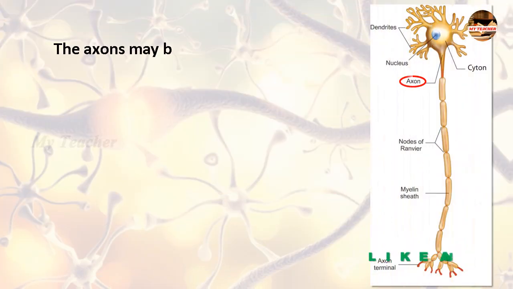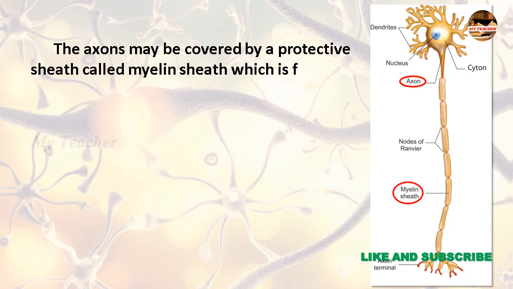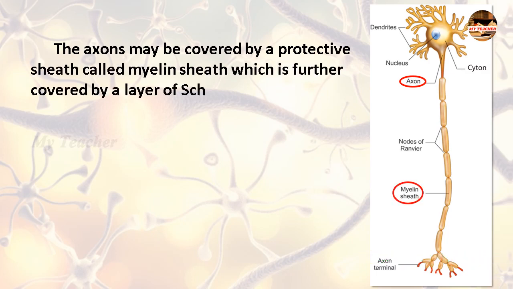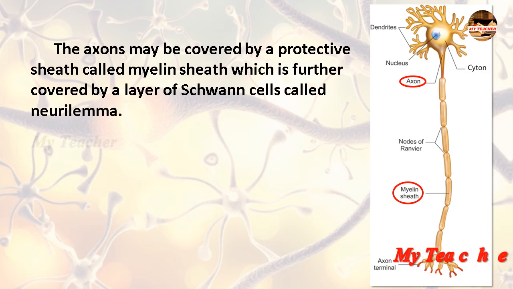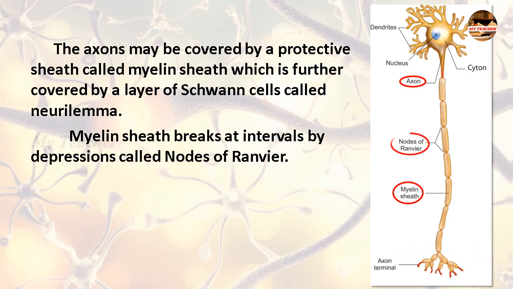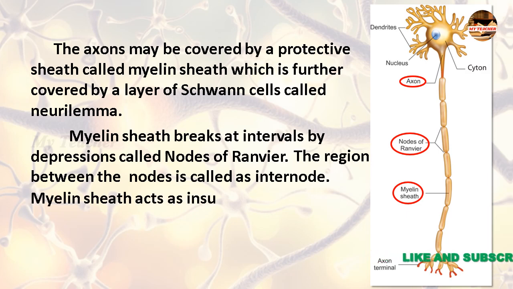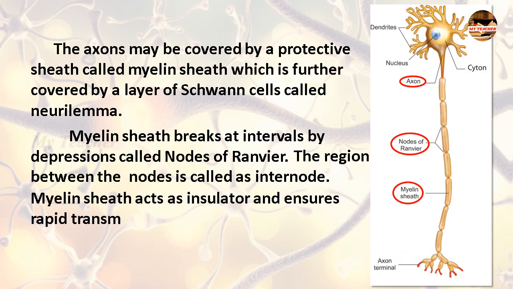The axons may be covered by a protective sheath called myelin sheath, which is further covered by a layer of Schwann cells called neurilemma. Myelin sheath breaks at intervals by depressions called nodes of Ranvier. The region between the nodes is called as internode. Myelin sheath acts as insulator and ensures rapid transmission of nerve impulses.